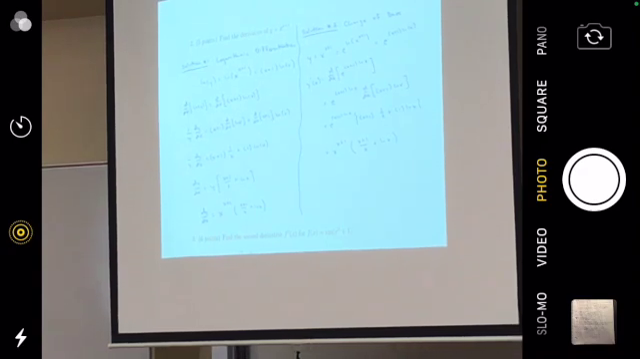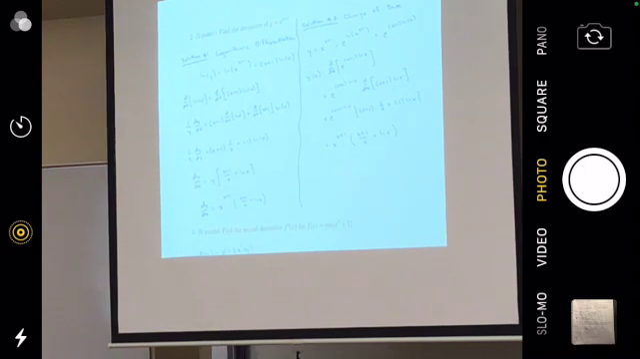Alright, so the last one. I want to find a second derivative of this. How do you find second derivatives? Find the first derivative, then find the derivative of that. So if I want to find the derivative of sine of x squared plus 1, what's the derivative of sine? It's the cosine function.